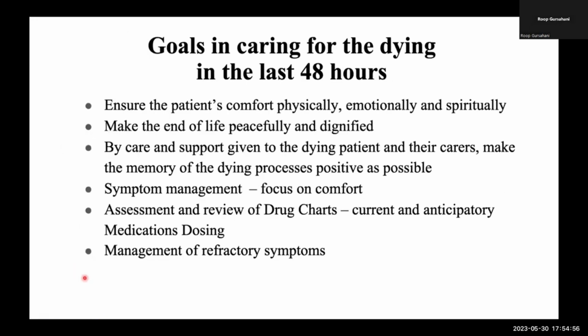So when we are taking care of a patient in the last 48 hours, you have to ensure the patient's comfort, make the end of life peaceful and dignified, make the memory of the dying process as positive as possible, focus on symptom management for comfort. One of the important ways to do that is to remove unnecessary medicines and prescribe in anticipation medicines for symptoms.